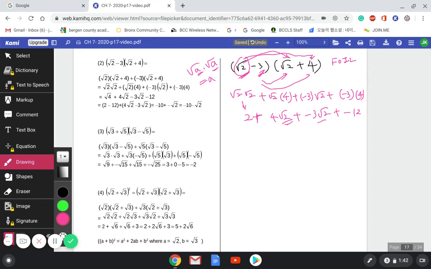Now you have like terms in the middle, and here are two integers. So you're going to group 2 with negative 12 and 4 radical 2 with negative 3 radical 2. So you end up with negative 10 plus 1 radical 2, which is negative 10 plus radical 2. So that's the answer. So here is a mistake. It should be plus.